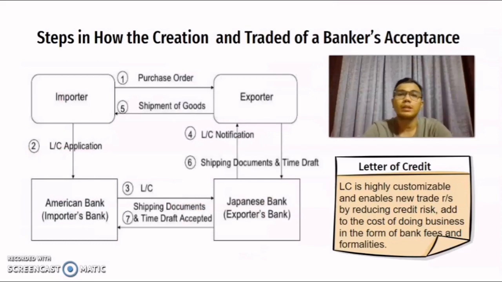So, I would like to explain about how the bank acceptance is created and traded. So, for your information, the bank acceptance involves 4 parties, which are importer, importer's bank, exporter, and exporter's bank. So, first and foremost, the importer will make a purchase order to the exporter, and then the importer will send the letter of credit application to the importer's bank, and then the importer's bank sends the letter of credit to the exporter's bank, and then the exporter's bank will send a letter of credit notification to the exporter. After that, the exporter ships the goods to the importer, and after the importer gets the goods, the exporter will send the shipping document and time draft to the exporter's bank, and the exporter's bank will give the shipping document and time draft accepted.